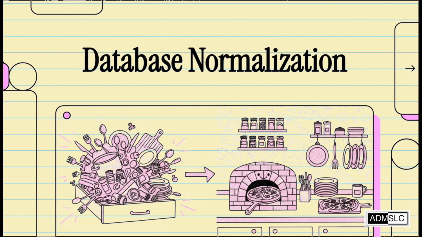We're going to take a simple pizza shop's data and transform it from a chaotic mess into a clean, efficient masterpiece. And we'll do it using a process called normalization. We'll go step by step from total chaos to perfect order. Let's see how we get it done.